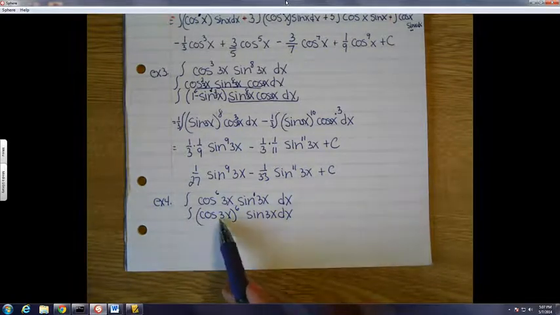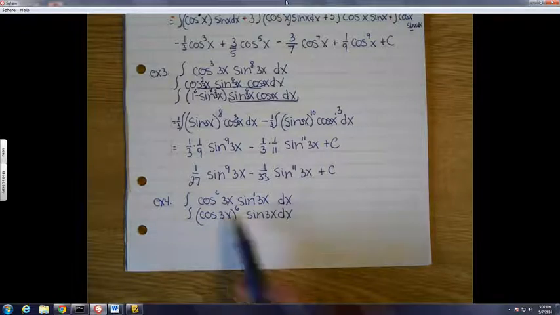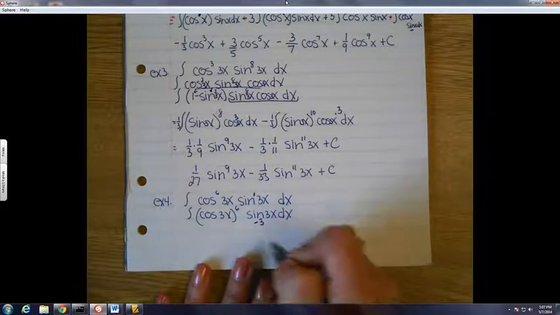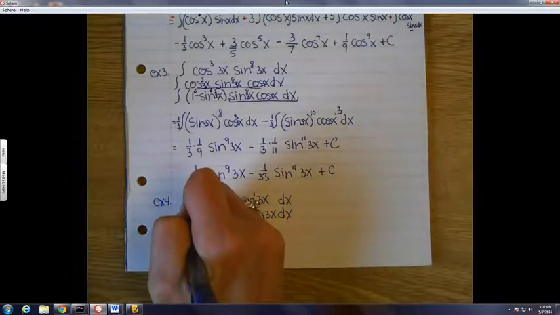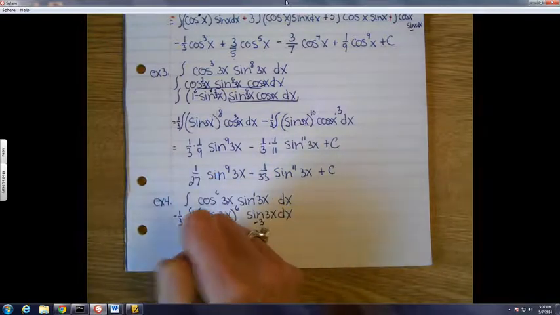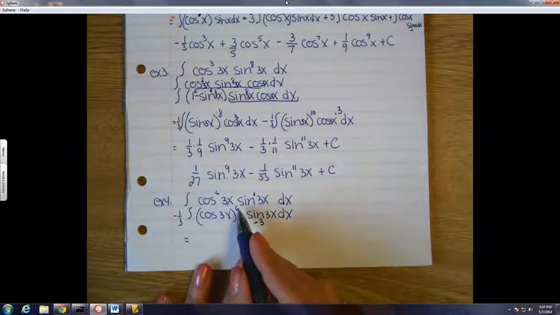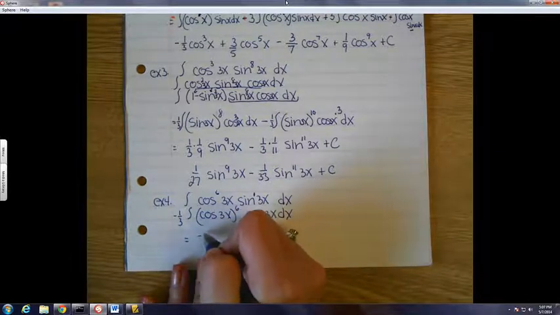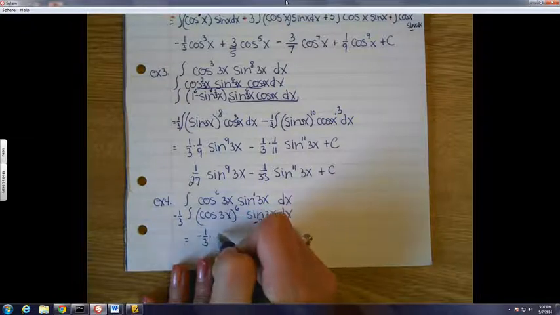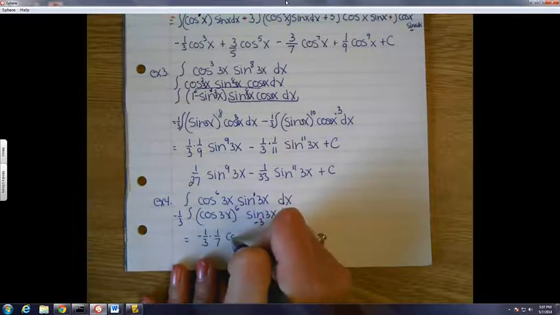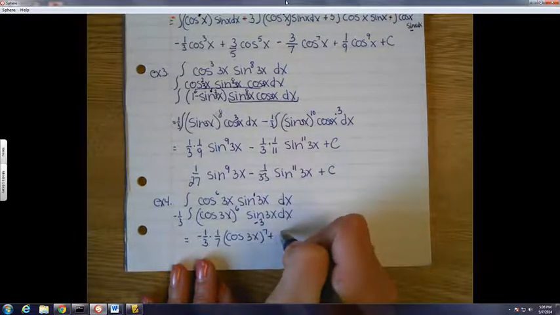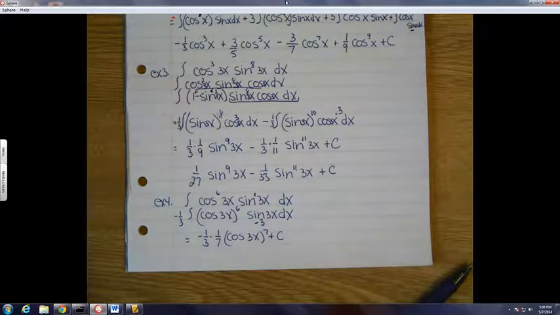I've got an inside. The derivative here is negative sine of 3x times 3. So I'm missing the negative and 3. So that tells me I need a negative 1/3 out here. And I'll do my power rule, where that goes to a 7, so I need a 1/7. So that'll be negative 1/3 times the 1/7 cosine 3x raised to the 7th plus c. And that's the end of that.